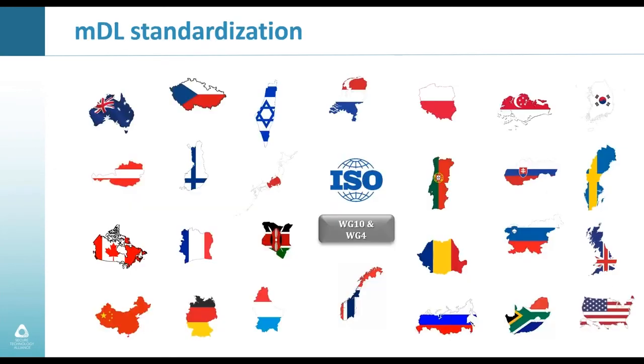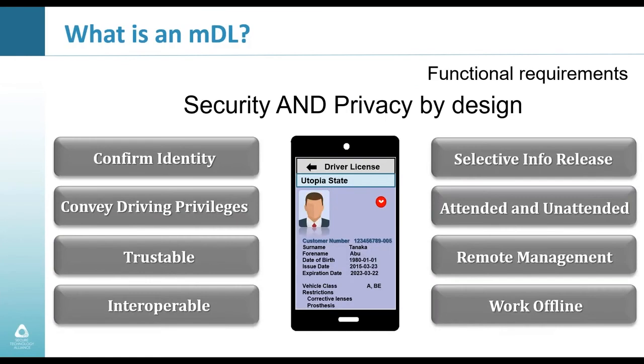Next, mDLs need to confirm the holder's identity. They also need to convey whatever the associated privileges are. In this case, to drive. They also need to be trusted. They need to be interoperable. From the very beginning, the jurisdictional folks that led the way in this knew that if they created mDL solutions that only work within their own jurisdictions, it would not be accomplishing what they'd set out to do. Not only should it work outside of the issuing state or province, ideally it will work anywhere around the world.